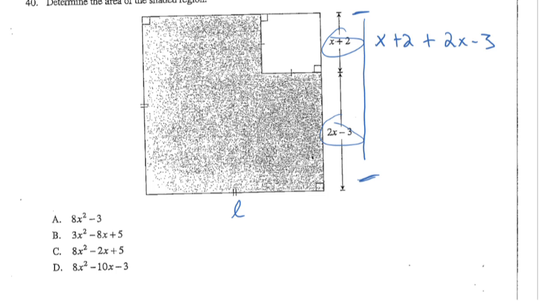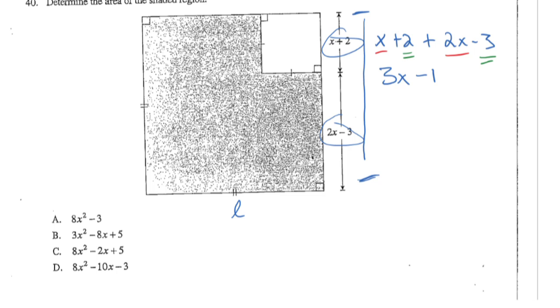All right, so I have a 2x and an x. I'm going to combine like terms together. So I'm going to combine my x's, and then I'm going to combine my constants. So 2x and x gives me 3x, and then 2 and negative 3 is minus 1. So that's the length of that side.